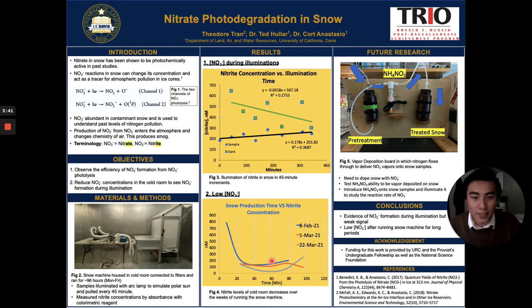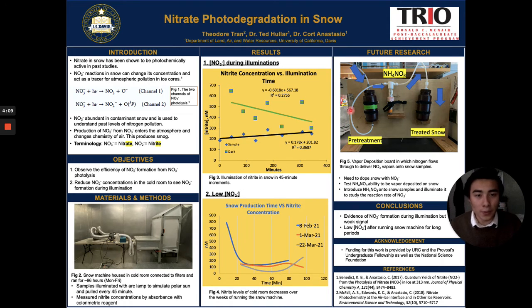The blue line represents February 8th, and by March 22nd, represented by the gray line, you can see a drop in nitrite concentration levels. What this means is that, yes, there's evidence of nitrite formation during illumination, but it has such a weak signal, right? So in our future research, we're going to dope the snow with a known level of nitrate.